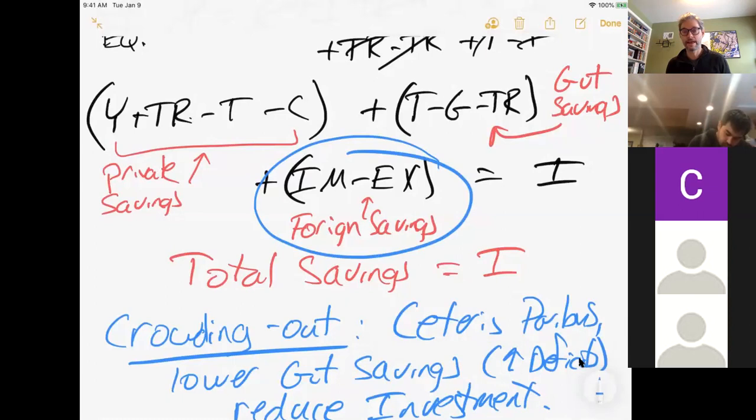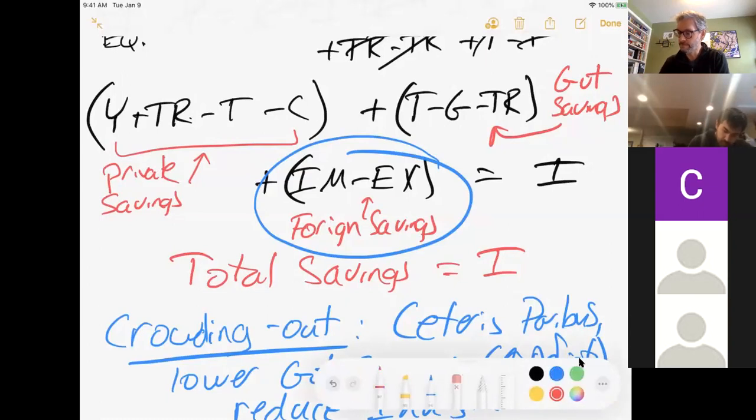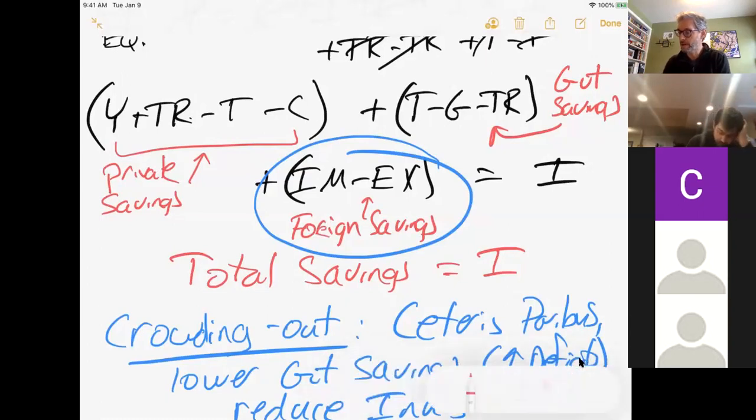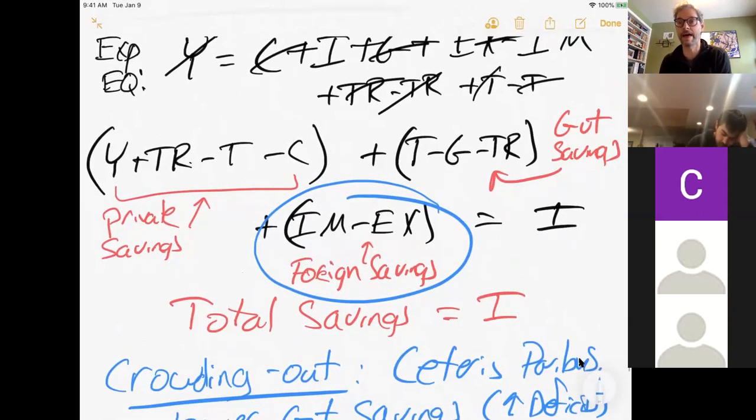The U.S. is very attractive to foreign savers, right? The U.S. is very attractive to foreign savers. And so while our government borrows a lot of money and we save very little in terms of private savings, basically foreigners bail us out by saving in our financial markets by buying our debt, particularly our U.S. government debt.